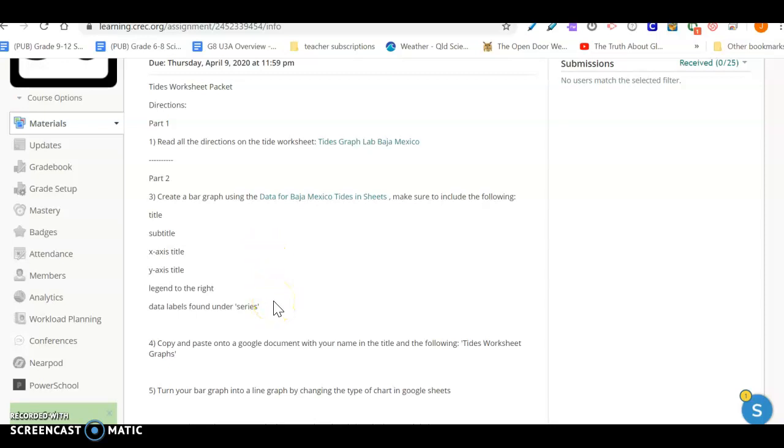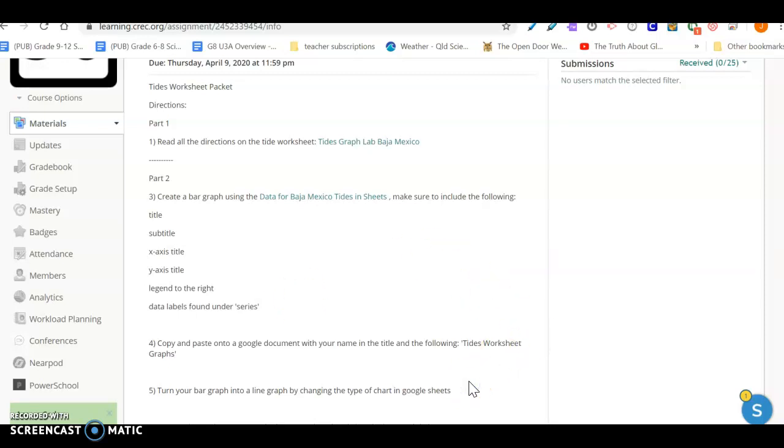And then once you've made that graph, you're going to copy it, which you're going to see the graph that it creates. And I believe on the top right, there'll be like 3 little buttons, and you can select copy. And then you're going to open a new Google Doc and then copy and paste it in there. And I want you to name that Google document your name plus Tide's Worksheet Graphs. Then you're going to go back to your Google Sheets where you have the bar graph, and you're going to change it to a line graph, which is fairly easy. You just go back to Insert Chart and pick a line graph as opposed to a bar graph. And then you'll copy and paste it into your Google document again.